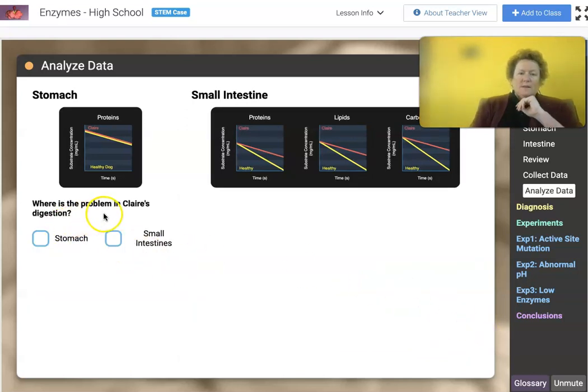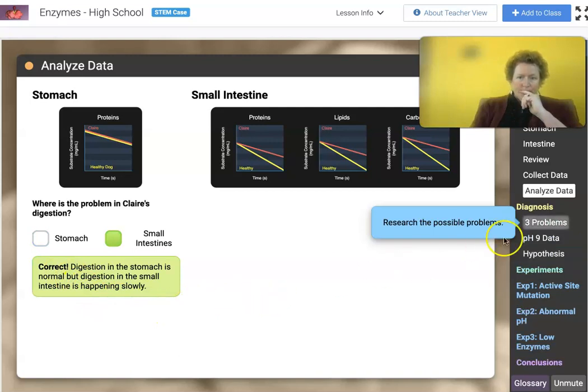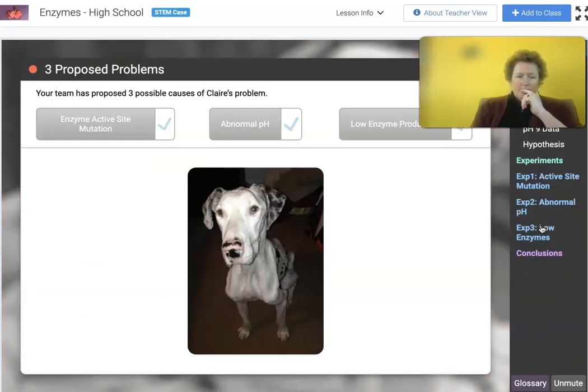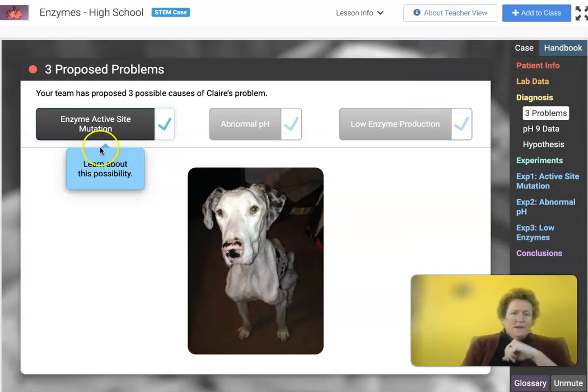Where is the problem in Claire's digestion? Well, we see the healthy dog and Claire right parallel here, but the healthy dog and Claire are not together over here in the small intestine data. So we seem to have a problem in the small intestine. There could be 3 problems Claire is having. She could have an active site mutation, abnormal pH, or low enzyme production. And in part 3, we'll investigate all of these problems.